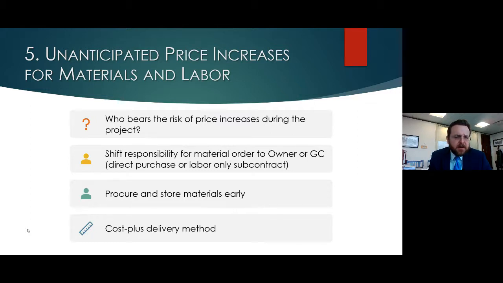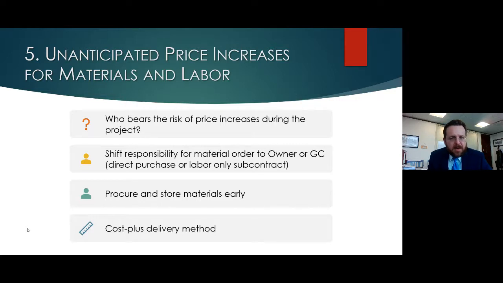Last, consider a cost plus delivery method. I know many GCs don't find that palatable. They require you to be in a fixed price contract, but in today's marketplace that delivery method can be a little bit more fluid. You may have more negotiation power to change your delivery method.